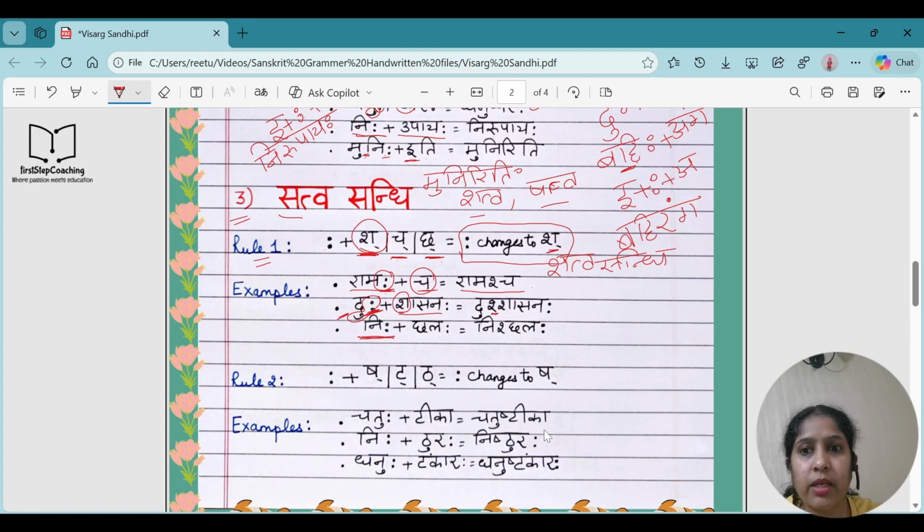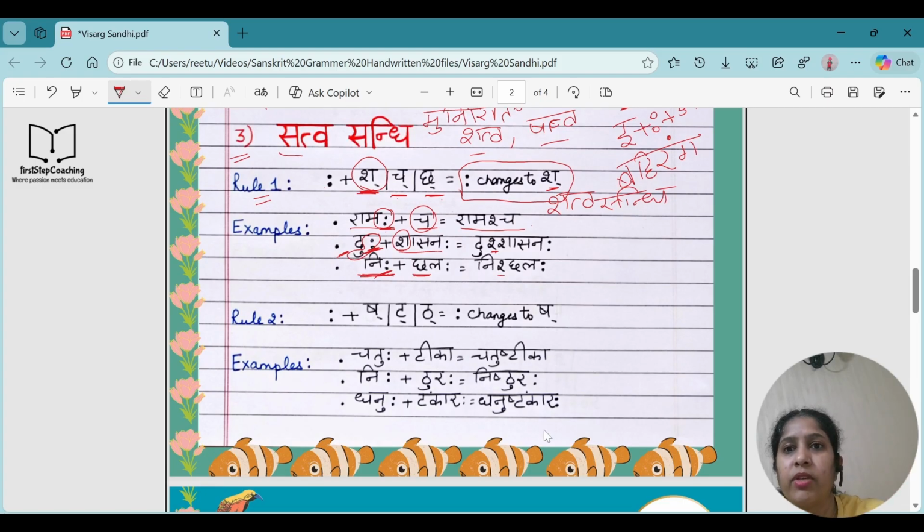Then if you see this third example, it is nihi. So it is ending with the visarg and the second word is starting with the ch. So what will happen? The visarg will change to sh and it will become nischal. Fine. I hope this was easy to understand. So in Shatva Sandhi, Visarg plus Sh, Ch is there. The Visarg changes to Sh.